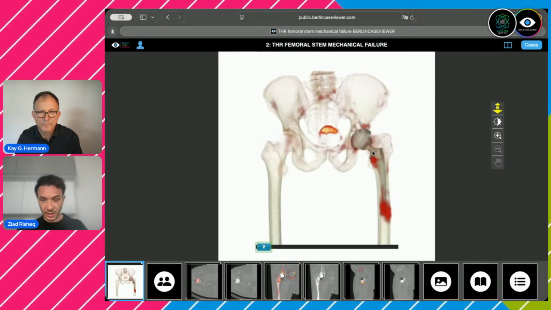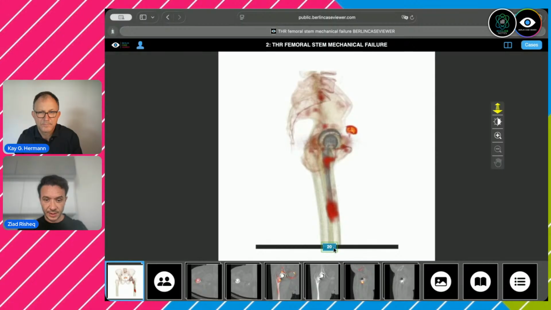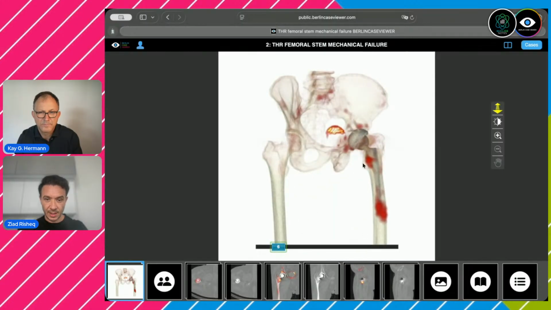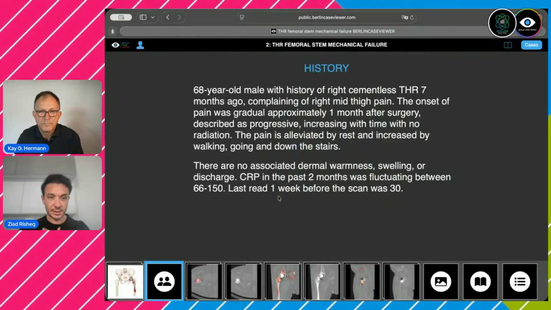So you can see this is the hip replacement, and you have this uptake around the distal stem and the medial region. We have mildly focal uptake over here. This is not relevant. So let's look at the history. This is a 68-year-old male with a cementless total hip replacement, 7 months ago. I don't like to do these scans if it's less than 12 months, because you might have some kind of residual bone remodeling or activity, and this is just physiological. Usually we do the scans after 12 months.